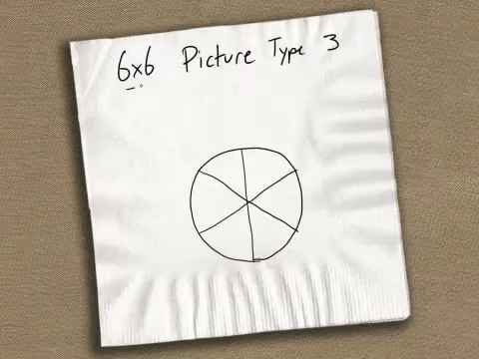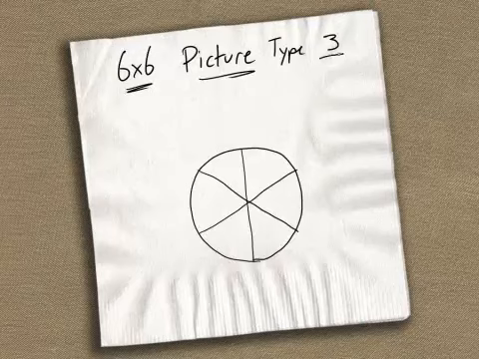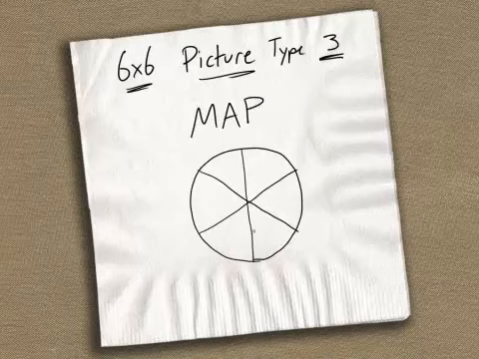Our lesson is 6x6 picture type number 3, which we know is otherwise called a map. The picture that we want to draw when we want to show where something is, a simple little map.